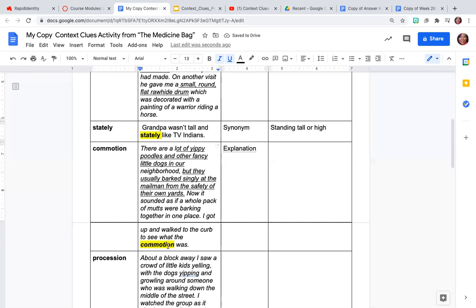And the word commotion means, if we're looking at those words, it's noisy. So you see words like yippy, you see barked. So noisy is commotion. How we got that it was an explanation is pretty much we're looking at the other words that are in that sentence, and this pretty much explains what commotion is.